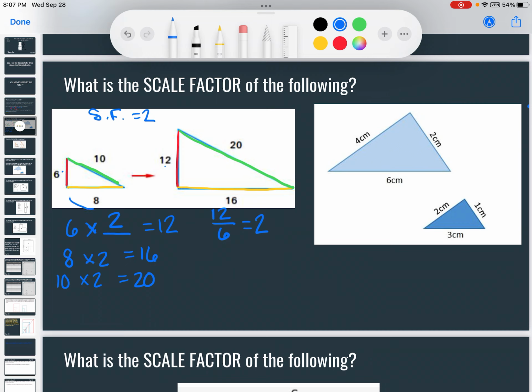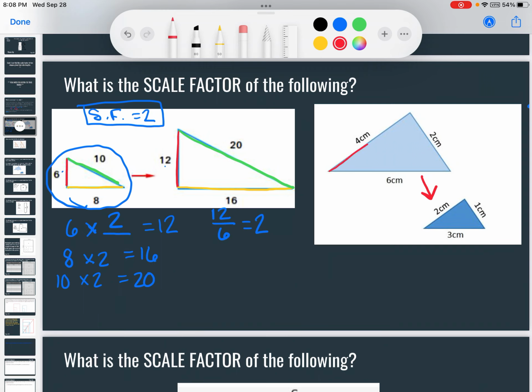So my scale factor is 2. In my small triangle that I started with, I took each side and I doubled the length of each side to get to my bigger triangle. So my scale factor is 2. Okay. Now we have this next picture. We're going from this big one to the small one.